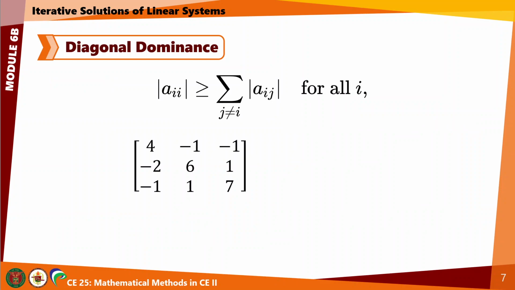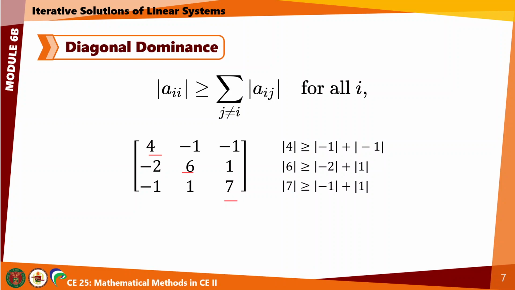So an example is this matrix. Our diagonal entries are 4, 6, and 7. As you can see, that 4 is greater than 1 plus 1, so it's okay. The 6 in the second row is greater than 2 plus 1. And the 7 in the last row is greater than the sum of 1 and 1. So that's also okay. Meaning, this square matrix of numbers is diagonally dominant. Okay?